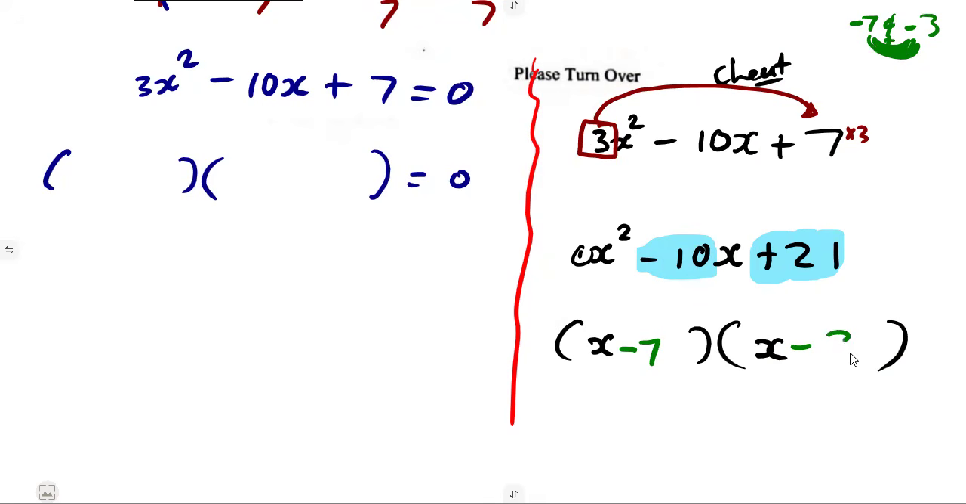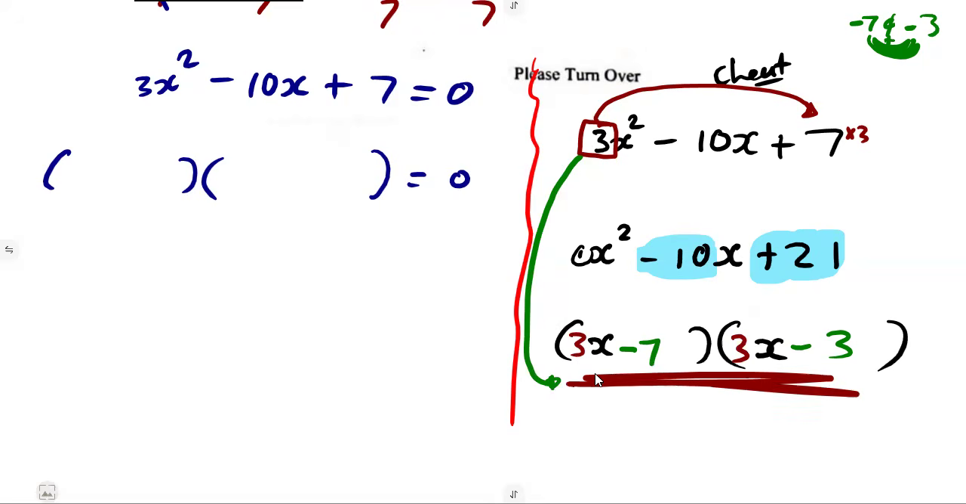But we cannot say this is our final answer because we factorized something which is actually not part of our question. That's why we're calling it the cheat. Take back the 3 in place of x. That is how we cheat our question now. In place of x, we bring back the 3. In every bracket, consider every bracket.